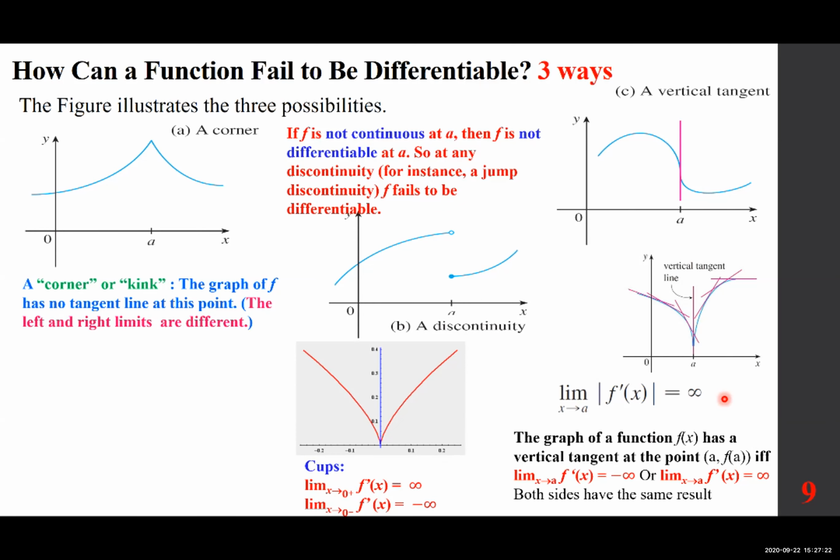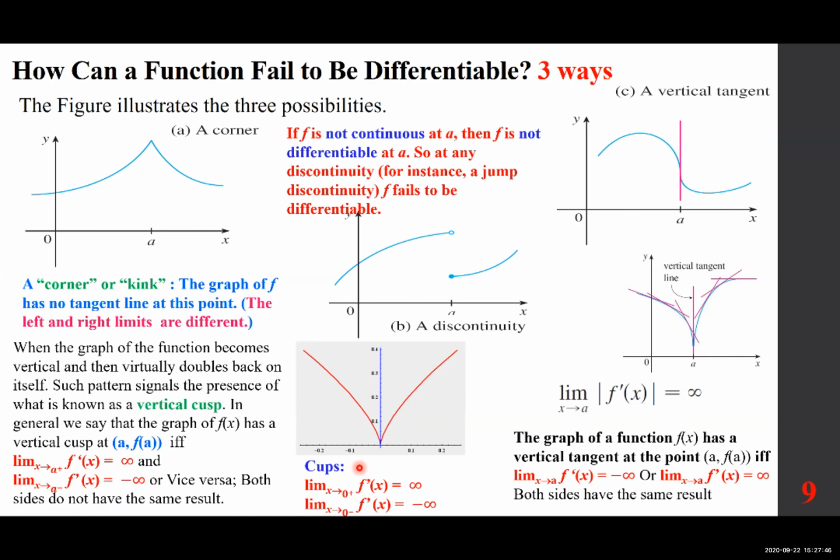Now we have a cusp, which is sometimes confused with the sharp corner or even a vertical tangent. The difference is you still get the same infinity that we had here, but both sides have different signs. In the case of a vertical tangent line, both are the same, both positive or both negative infinity. In the case of a cusp, one side is infinity, one side is negative infinity. I don't want you to worry about that. It's really not that big of a deal.